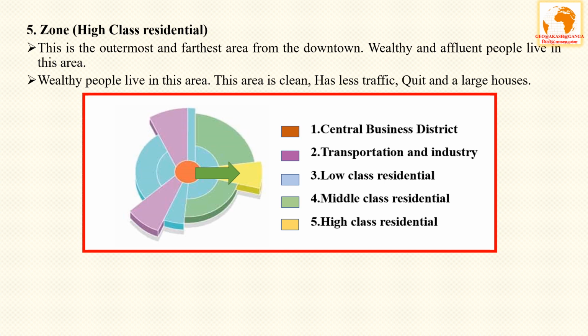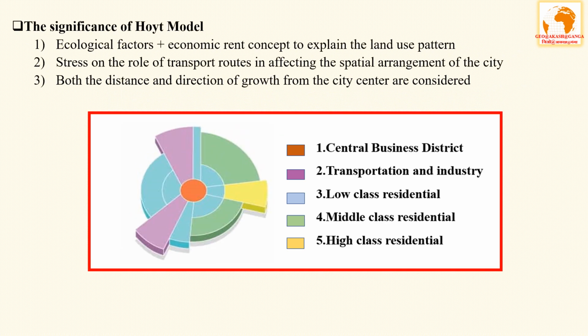Now let us see the significance of Hoyt model. First, ecological factors plus economic rent concept to explain the land use pattern. Second, Homer Hoyt traced the role of transportation routes in affecting the spatial arrangement of the city. Third, both the distance and direction of growth from the city center are considered, as well as the location of industrial and environmental amenities values as determinants in the residential place.